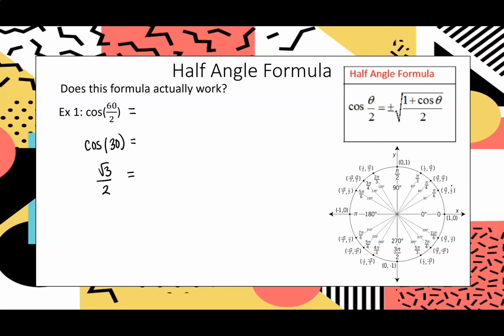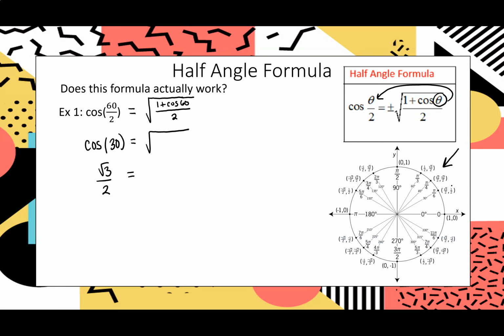All right, so let's go ahead and apply this formula. First of all, if I'm finding cosine of 30, what quadrant am I going to be in? I'm going to be in the first quadrant where everything is positive. So I'm going to pick the positive for this. So this is going to be the positive square root of 1 plus cosine of theta. Remember, your theta is the value in the numerator here. So in this case, this is going to be 1 plus cosine of 60 divided by 2.